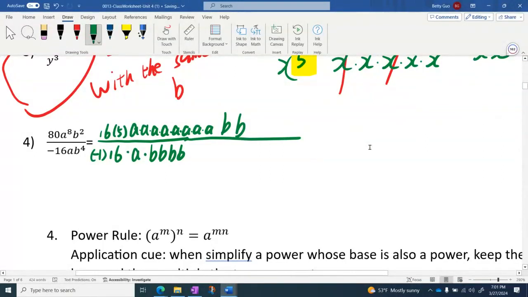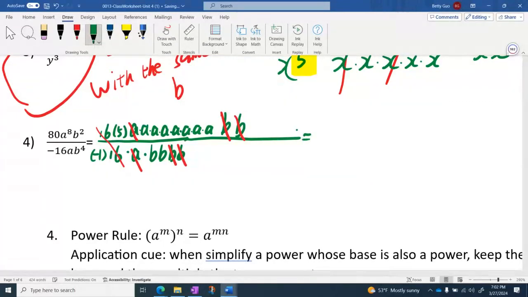Now we are going to use the division property of fractions to cancel the common factors from the numerator and the denominator. 16 cancels 16, right? This a cancels this a. This b cancels this b. This b cancels this b. And we have canceled whatever we can cancel, right? Yeah, no more. No more.